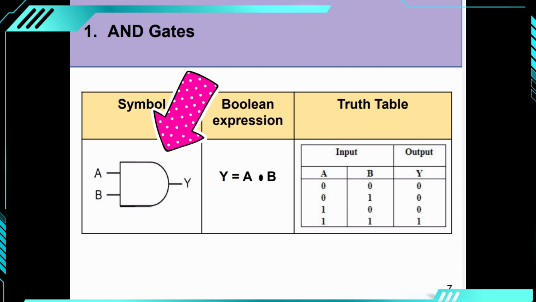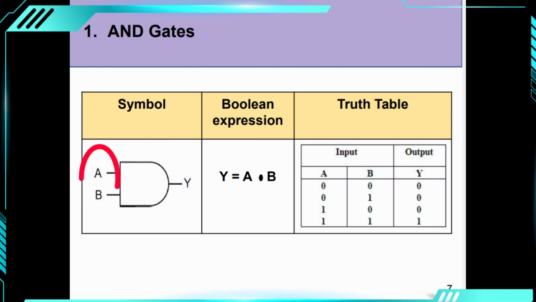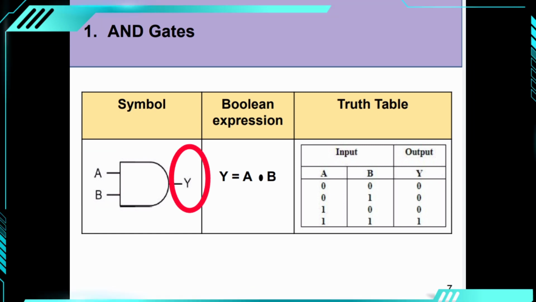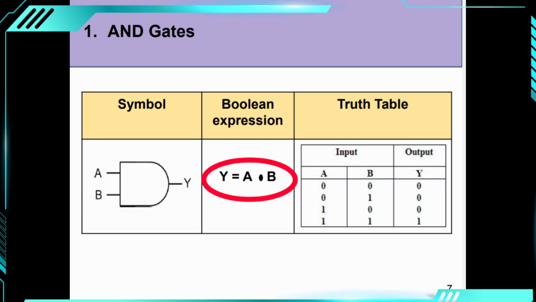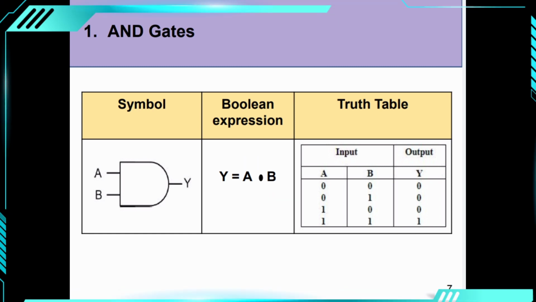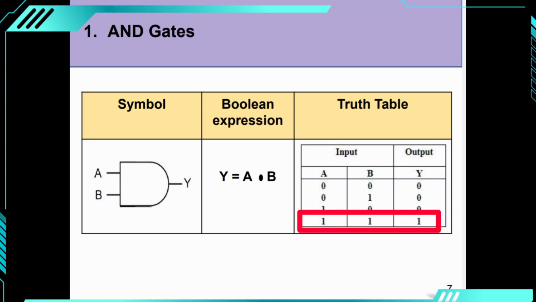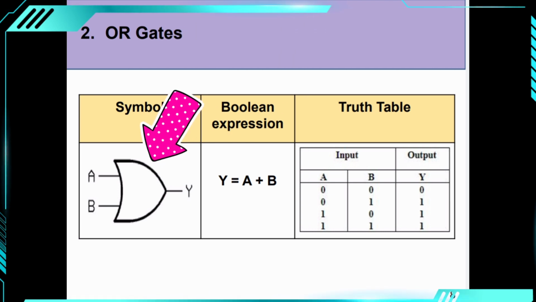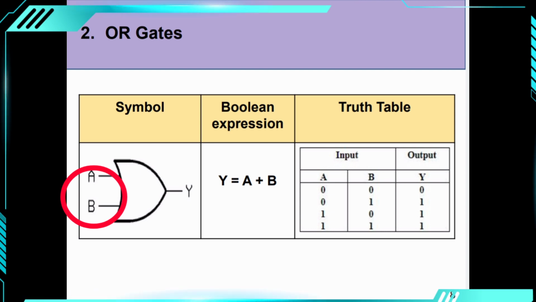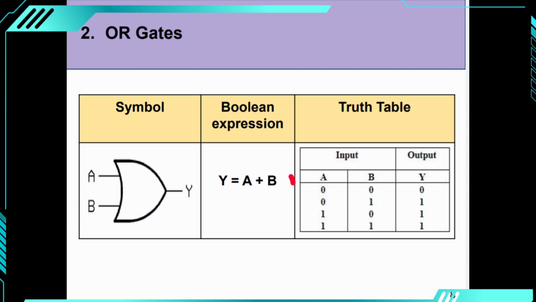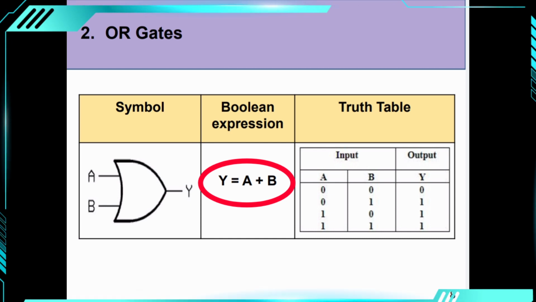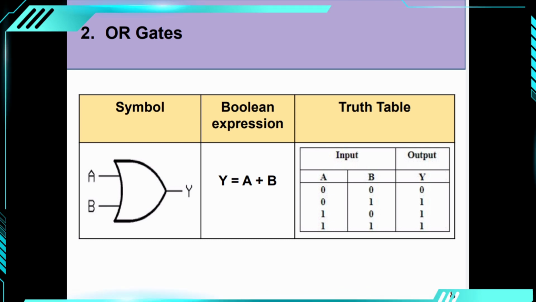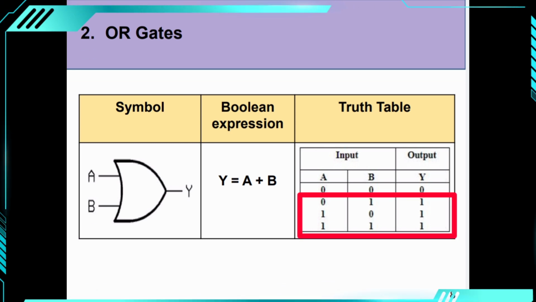AND gate. This is the symbol for AND gate with 2 inputs A and B and the output Y. The Boolean expression is written as Y equal A dot B. And for the truth table, the output is 1 when both inputs A and B are 1. Otherwise, the output is 0. OR gate. This is the symbol for OR gate with 2 inputs and 1 output. The Boolean expression is written as Y equal A plus B. The output in the truth table is 1 when either one of A or B input is 1 or both inputs are 1.